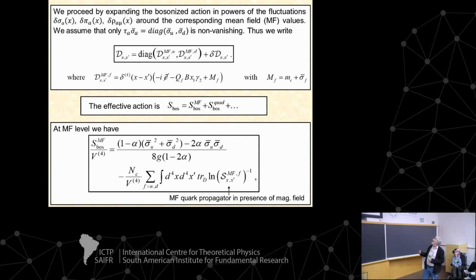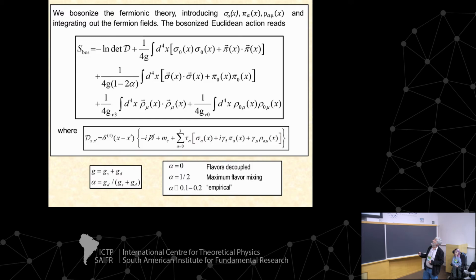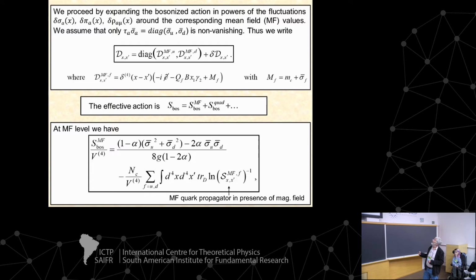I will expand the bosonized action in fluctuations around the mean field. I will assume that only scalars have non-vanishing mean fields, as usual. Then this operator here can be expanded, and you have a term which is the one that appears at mean field, and in addition you have fluctuations. So the effective action can be expanded in these fluctuations: you have a mean field action, a quadratic action in the fluctuations, and so on. At mean field, you have this effective action. This is the inverse quark propagator. And here you have a combination of the scalar fields, the U and D scalar fields. And as I said, this alpha gives you how strong is the mixing between the U and D flavors.